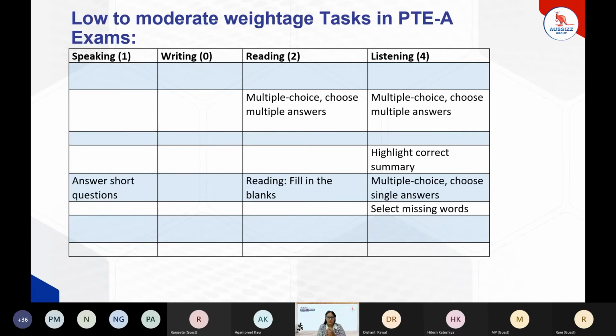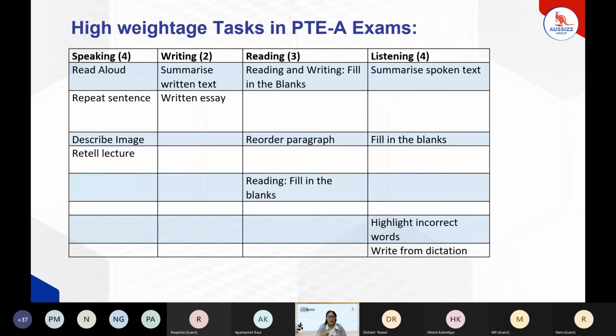These are the low weighted tasks, the remaining 7 tasks. In speaking, there is 1 task which is a low to moderate weighted task. In reading, the remaining 2. In listening, approximately 4 are the low weighted tasks. Right now, I have just highlighted the names. Going into the details might confuse you because there are 20 tasks. So I have just discussed the high weighted tasks. Now onwards, I am going to explain the task requirements of these 13 tasks and how we can achieve good scores in these 13 tasks only.